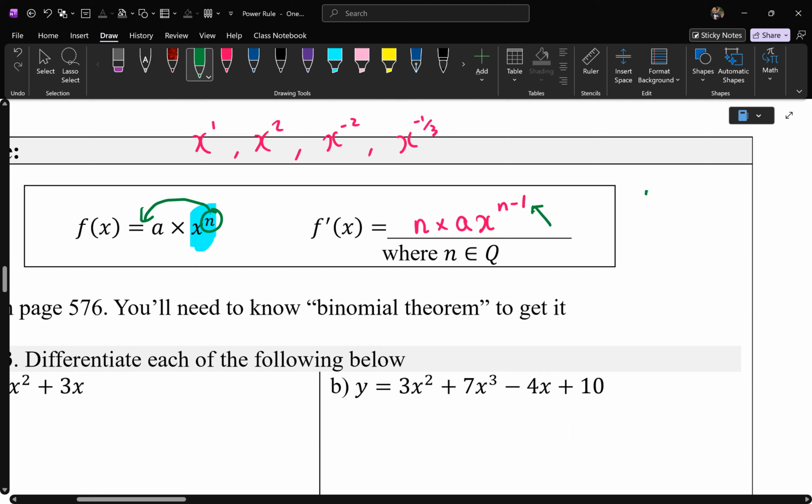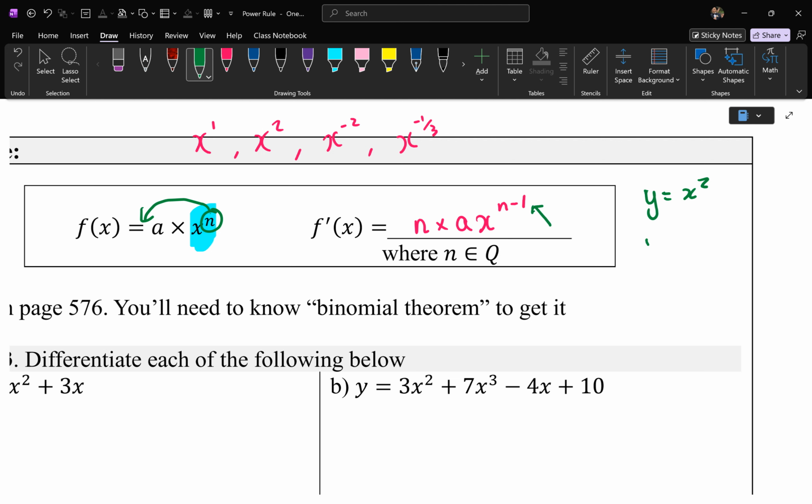If I had, for example, y equals x squared, then the derivative, which I shouldn't write like this, but this is bad notation, so don't copy that notation. It's just trying to separate it so you can see. Y dash is equal to, now what's the power? What's the power for this function? It's squared, so it's a 2.